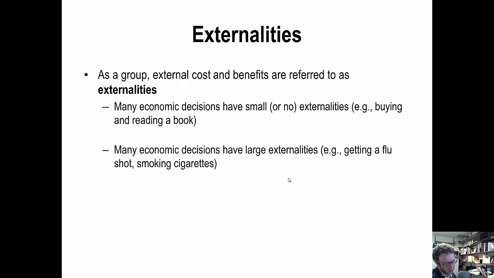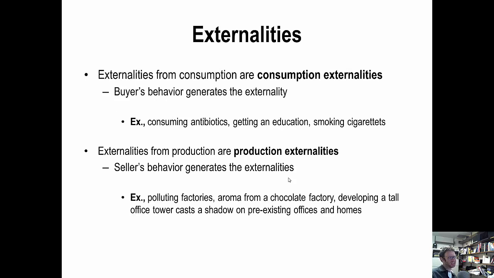Okay. Now, as a group, these external costs and external benefits are referred to as externalities. Externalities that are produced on the consumption side, we oftentimes refer to as consumption externalities. So my consumption of cigarettes creates an external cost to those who are breathing in my secondhand smoke. Or we also have production externalities, where it's actually the production of something that creates the externalities.